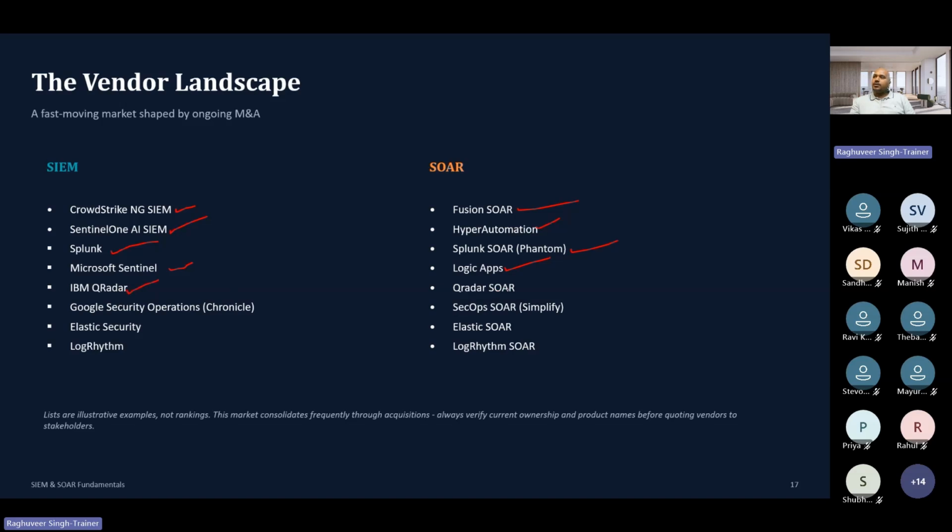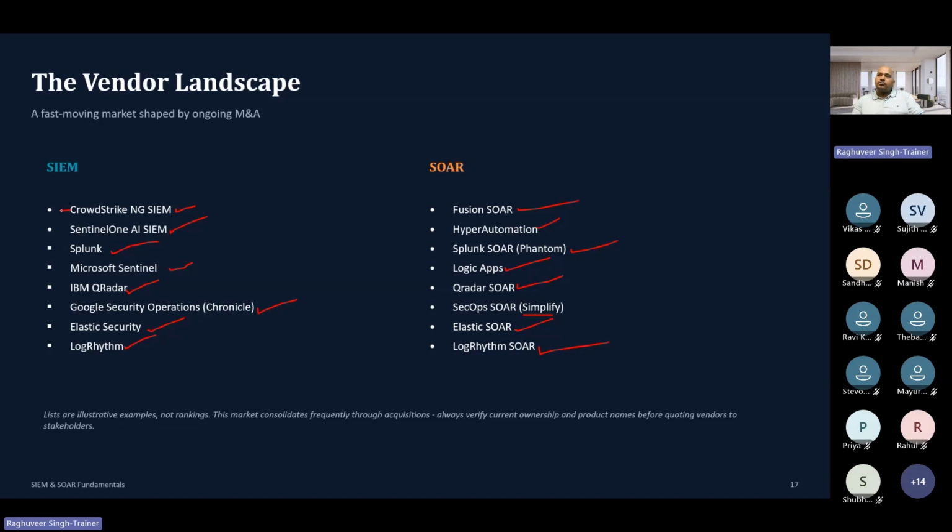IBM QRadar is a SIEM, and QRadar SOAR is the SOAR capability. Google SecOps, which used to be known as Chronicle, is the SIEM, and Siemplify, which was acquired by Google, has now been renamed SecOps SOAR. Elastic Security is a SIEM with native SOAR capability known as Elastic SOAR. Similarly, LogRhythm is another SIEM and SOAR solution, with LogRhythm SOAR. These are, I would say, the top SIEM and SOAR solutions in the market.